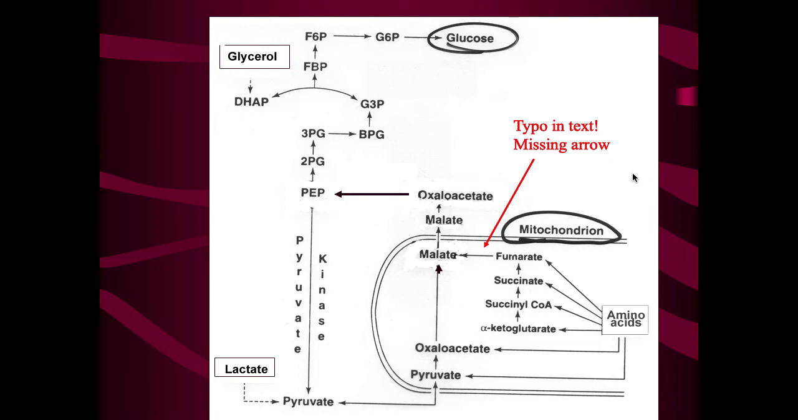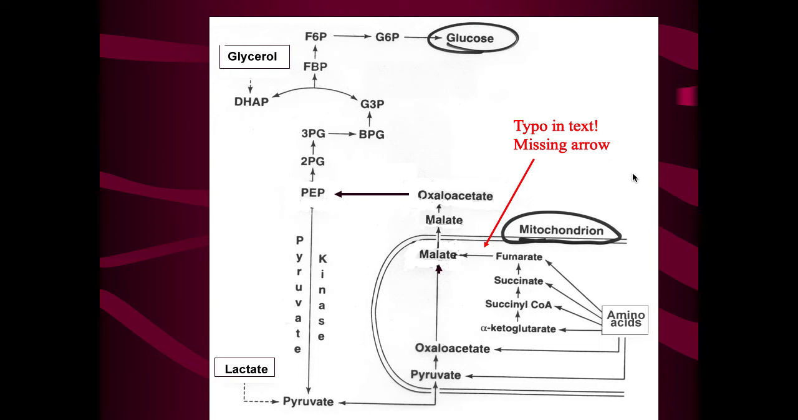Got it? So for the lactate, it goes to pyruvate and then, should that be a reversible arrow also to PEP? Here? No, it has to go this way. Oh, so that goes through also. Yeah, it has to go that way. It has to bypass that.